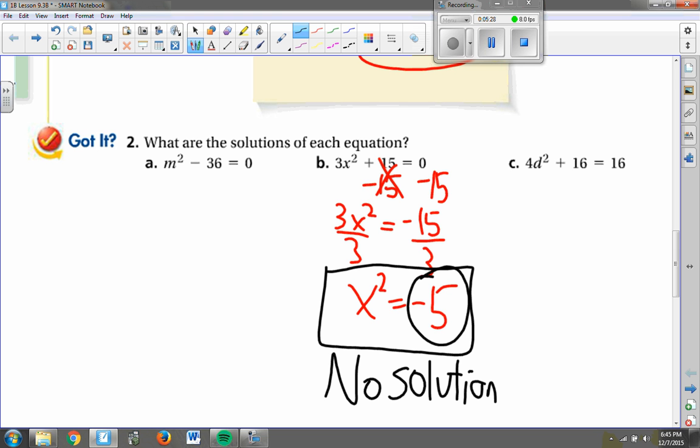Okay? These other two examples, A and C, you can do yourself. Pause the video, take a look at A and C here. Solve those for M and for D. And come back and I will tell you what the answers should be.